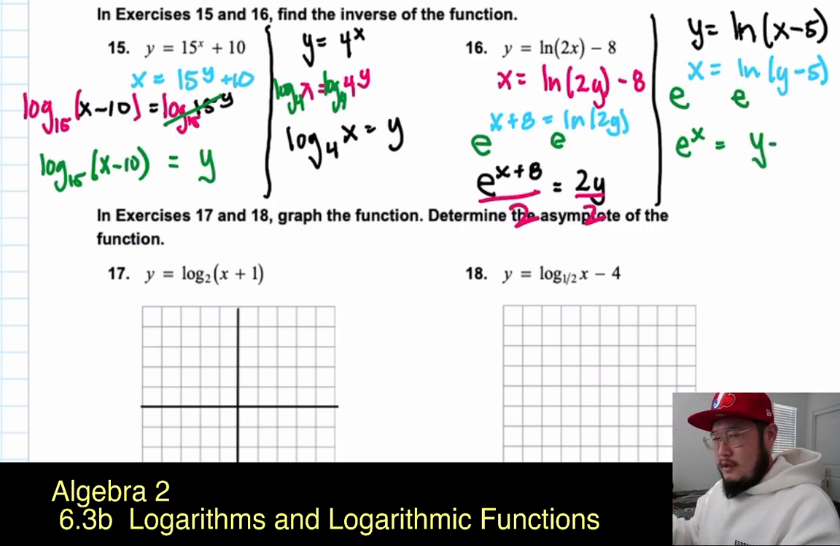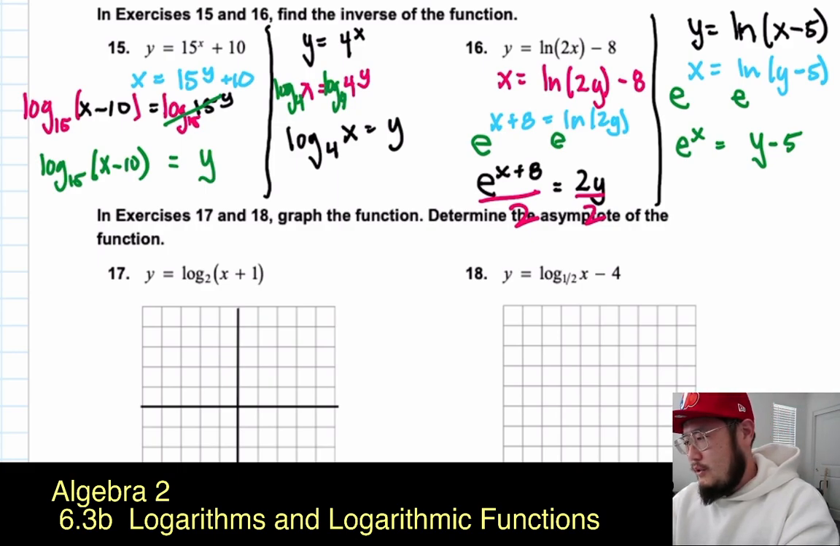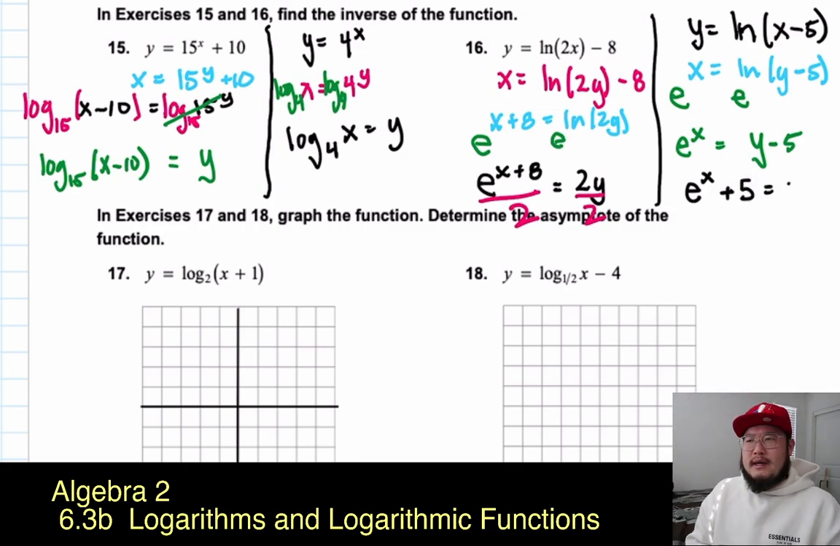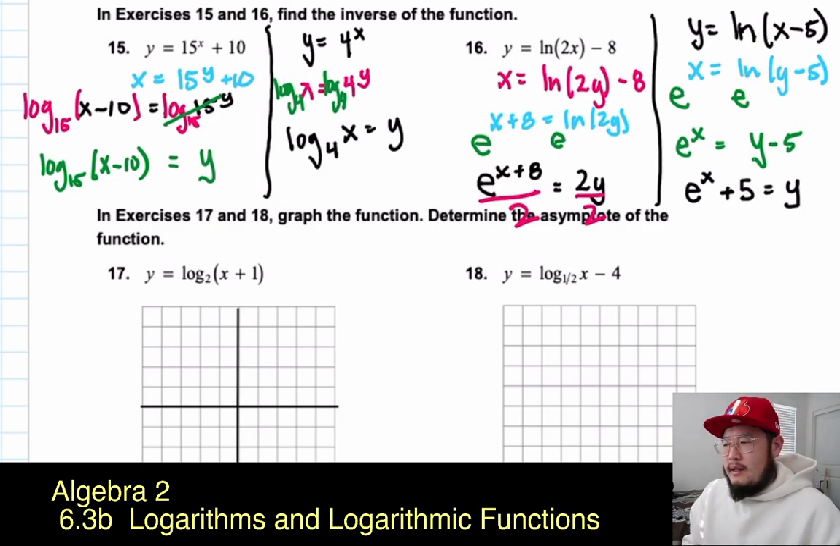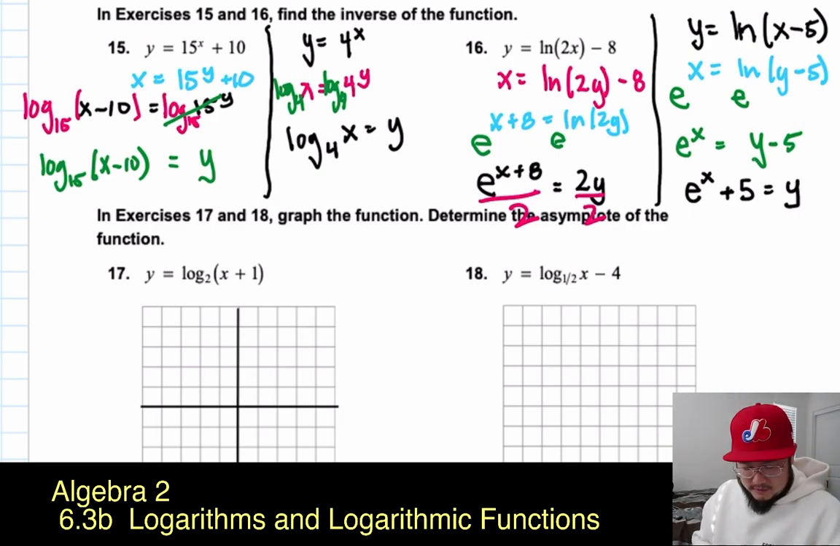I got to get y by itself for the last thing. And we're going to now add 5 to both sides. So this time it's e to the x power, but it's not going to be in the exponent. I'm just going to go ahead and put plus 5 next to it and set that equal to y. And now we have our inverse.